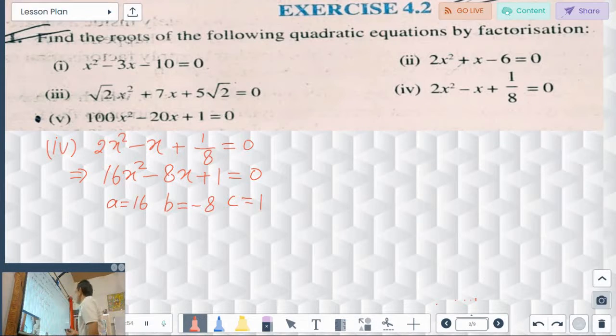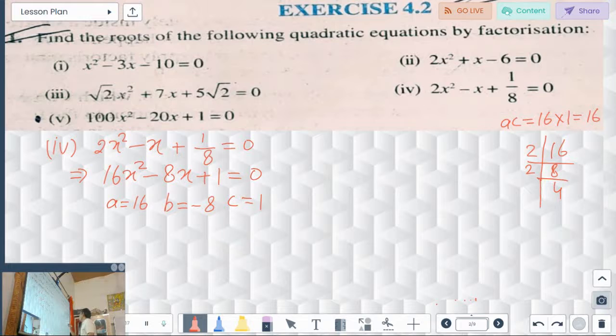Now factors of this equation: ac equal to 16 into 1 equal to 16. Factors of 16: 2, 8, 2, 4. Now 4 into 4 will be factors, but b equal to minus 8. So minus 4 and minus 4 equal to minus 8, so the factors will be minus 4 and minus 4.